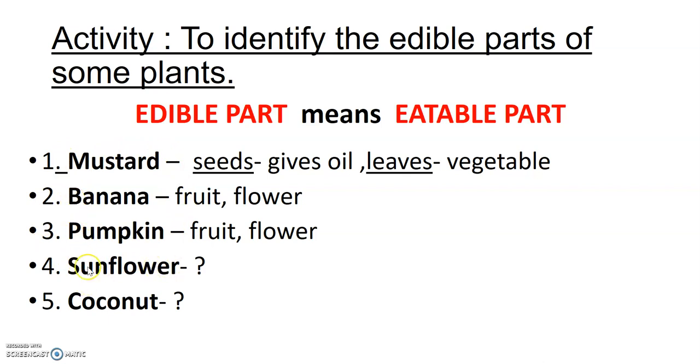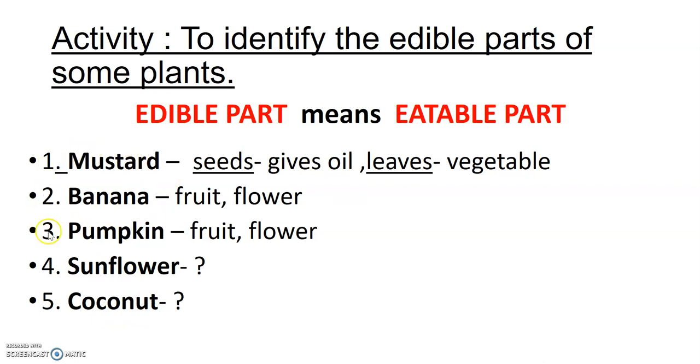Like if you just take the example of sunflower, in sunflower the seed of the sunflower plant is edible, and that too the oil is extracted from the seed and that oil is edible. So in sunflower no other part of the plant is edible, it is only the seed. Coconut, if you just think, coconut also only seed is edible. The rest any part of the plant is not edible. Whether you look into the stem or you look into the leaves, none of the part is edible. So only one part is edible in these two.